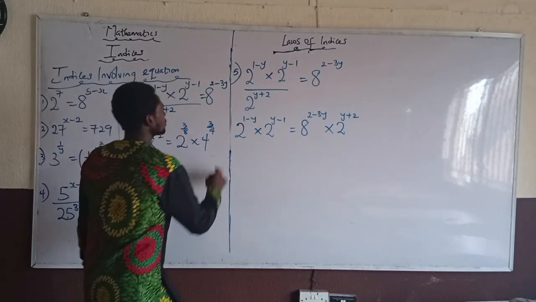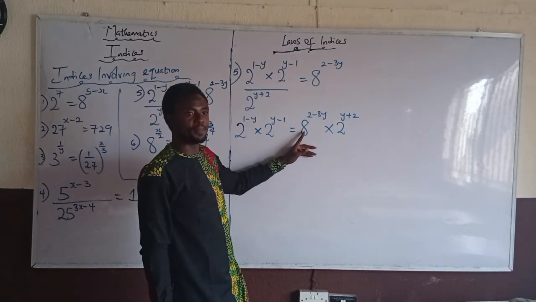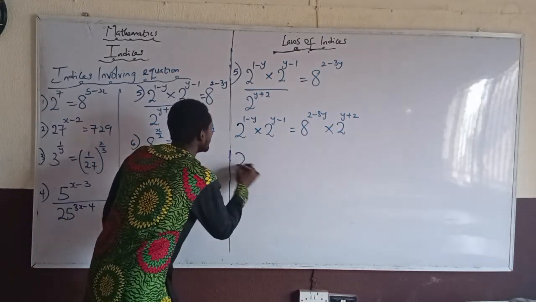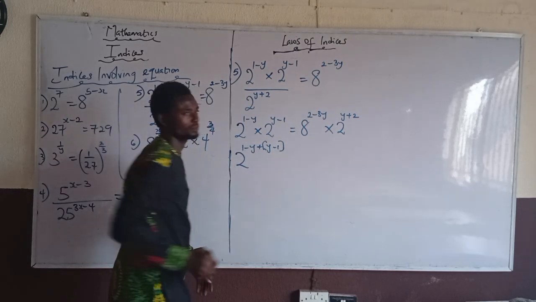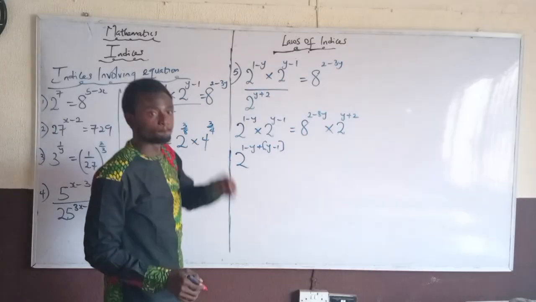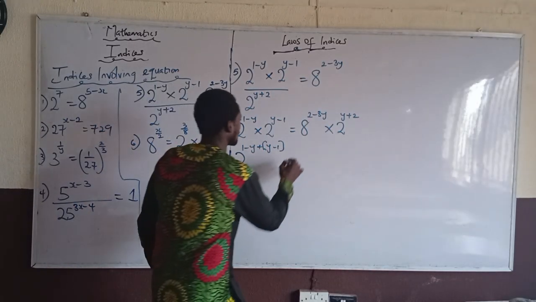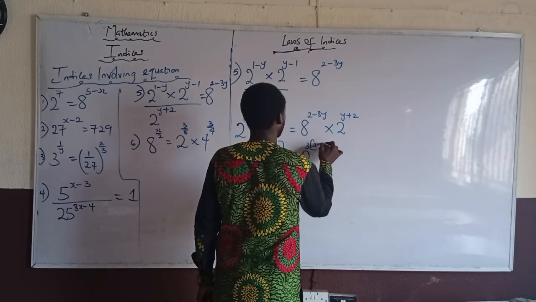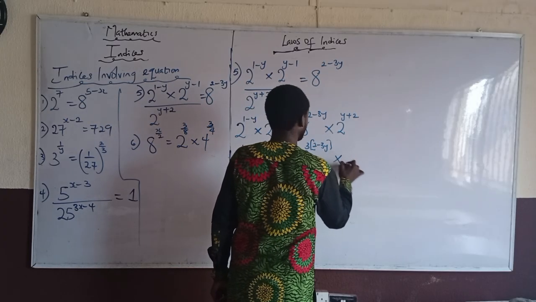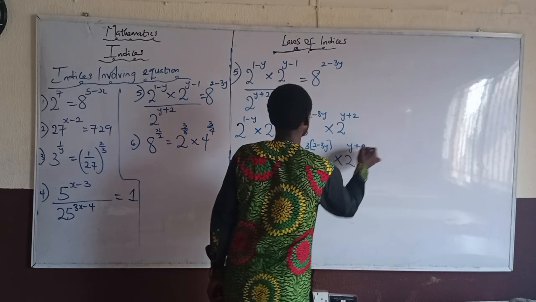Cross multiply. So I'm breaking this 8 to a number in base 2. So here becomes 2 raised to power 1 minus y plus y minus 1. Multiplication equals to, here becomes 2 raised to power 3 minus 3y, then times 2 raised to power y plus 2.